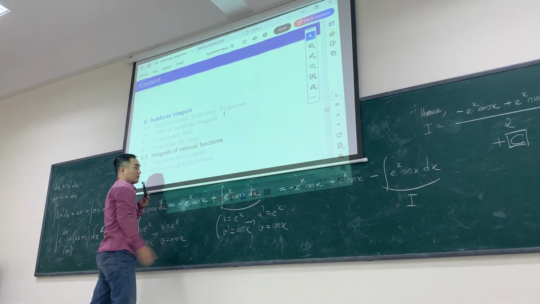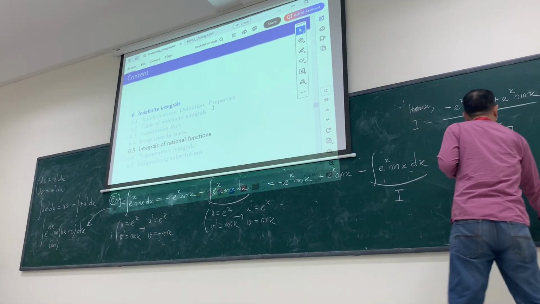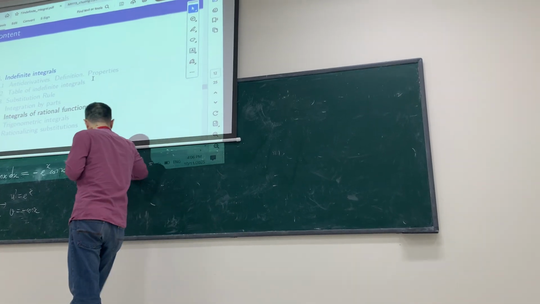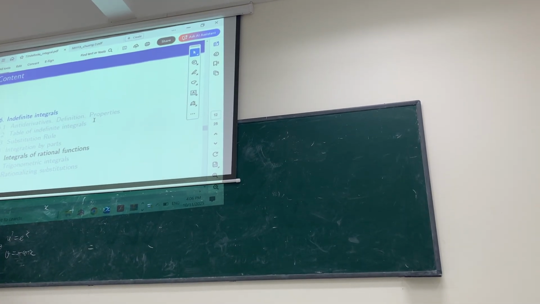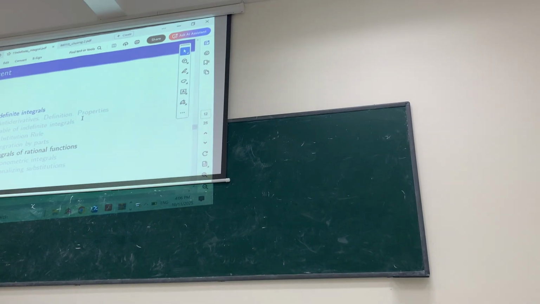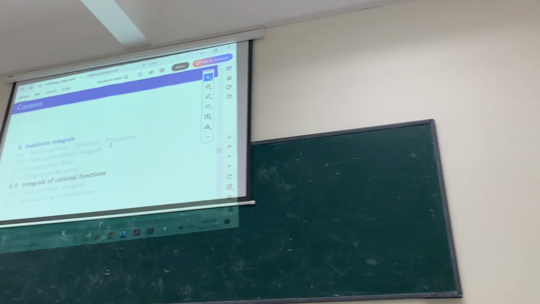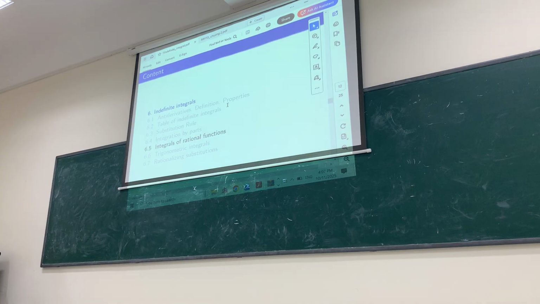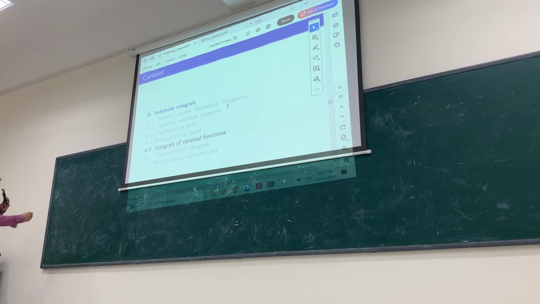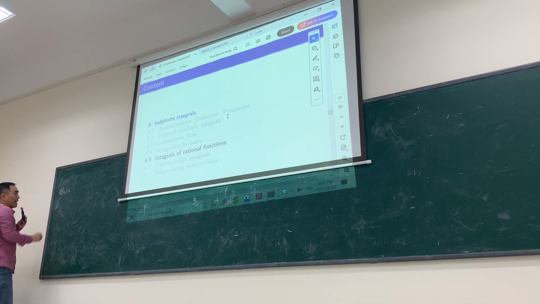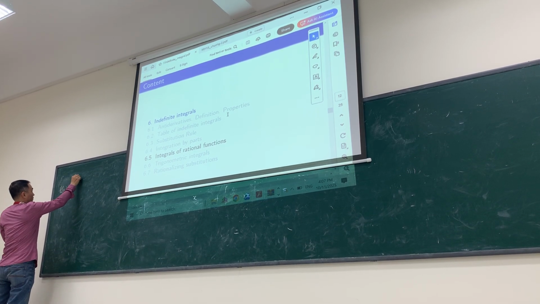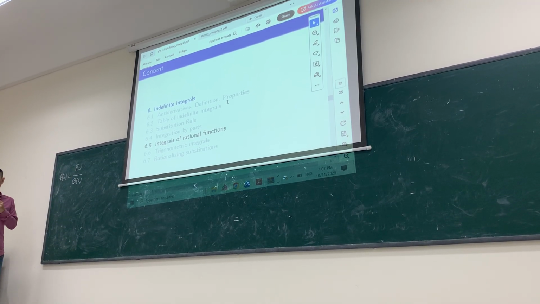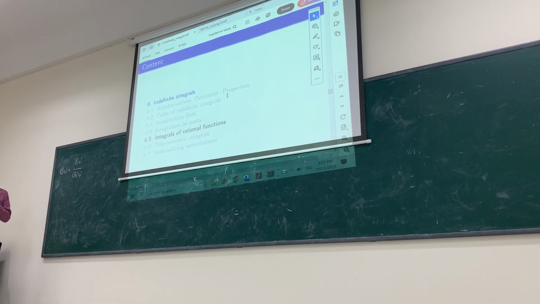Rational function. A rational function has this form: R(x) equals P(x) over Q(x), where P and Q are polynomials.